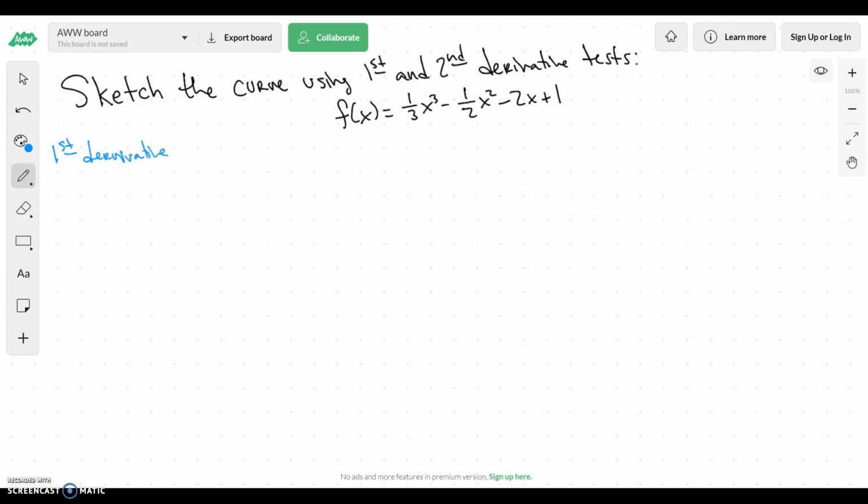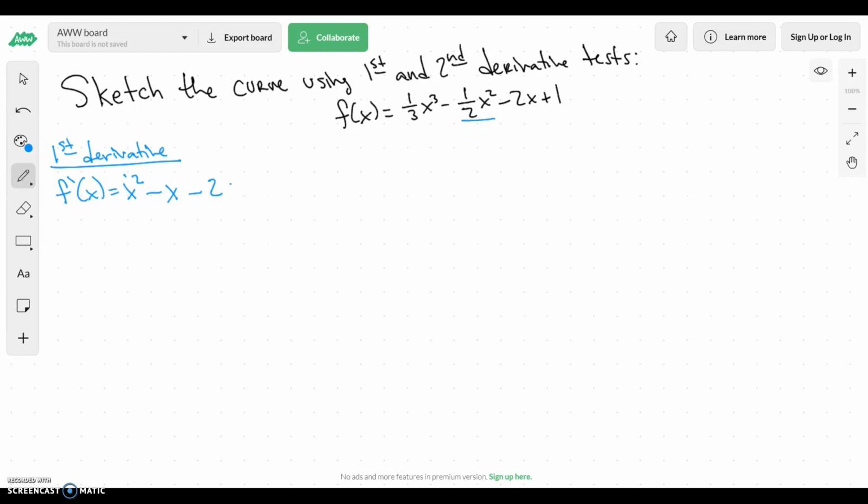Okay, I misspelled derivative. Okay, so let me take f and let's take f prime. Using the power rule, let's bring the 3 over. I'm going to have 1/3 times 3, which gives me 1, so I'm just going to have x squared. The 2's are going to cancel out in the second part, so I'm going to have minus x, and minus 2 plus 0. So then I'm going to have x squared minus x minus 2.